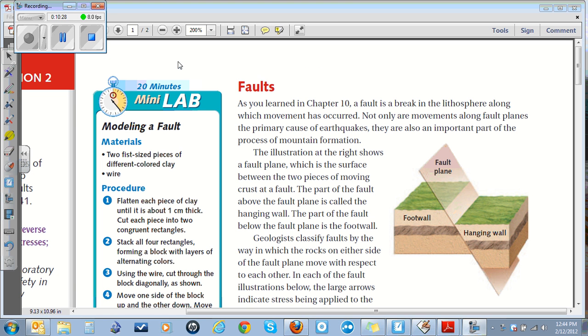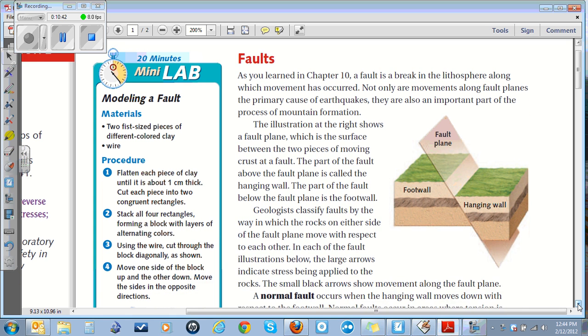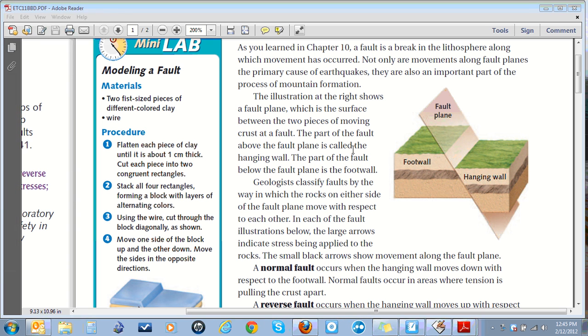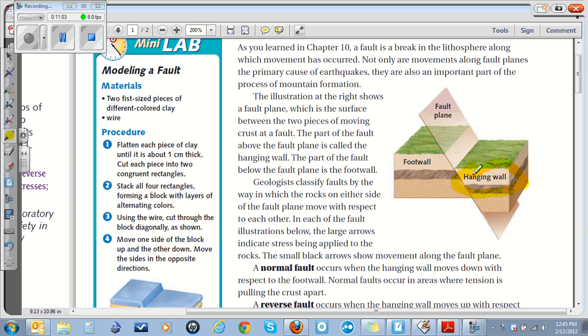Faults. As you learned in Chapter 10, a fault is a break in the lithosphere along which movement has occurred. Not only are movements along fault planes the primary cause of earthquakes, they are also an important part of the process of mountain formation. The illustration at the right shows a fault plane, which is a surface between two pieces of moving crust at a fault. The part of the fault above the fault plane is called the hanging wall. The part of the fault below the fault plane is called the footwall.